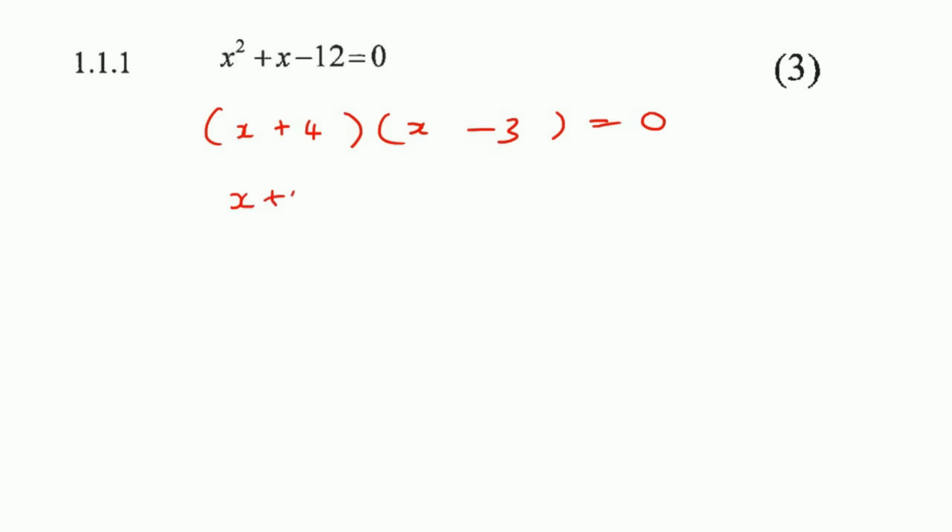At this step, we can say that x plus 4 is equal to 0, or x minus 3 is equal to 0. Therefore, x is minus 4, or x is equal to 3.